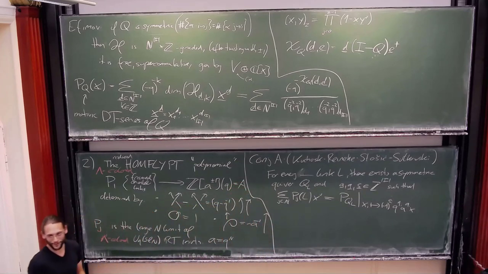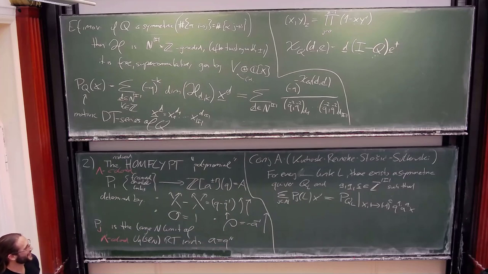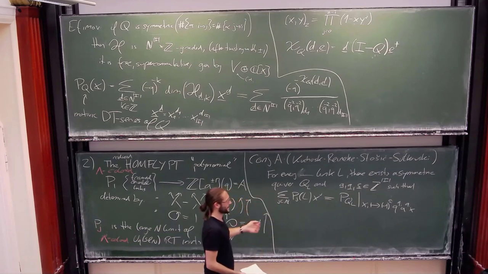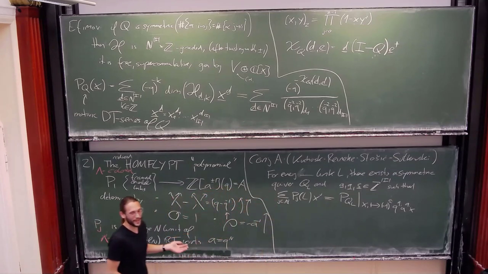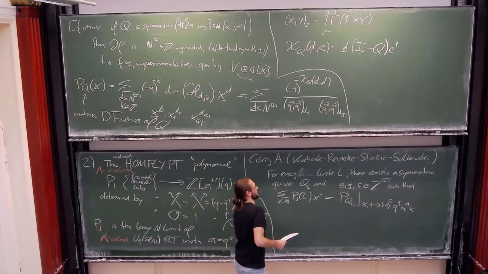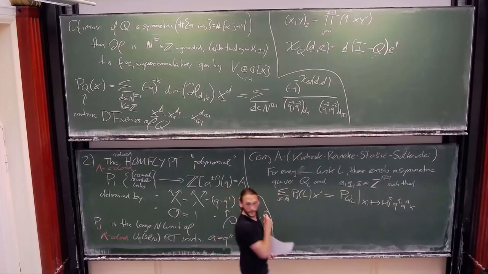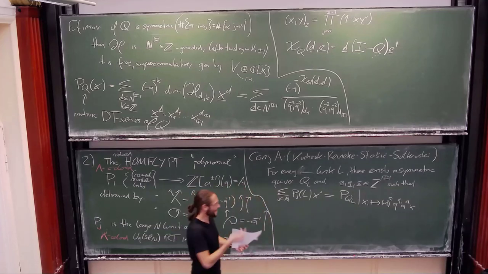Maybe, I don't know how you feel about this, but if you have such a power series which satisfies some mild conditions, maybe you can always find a very large quiver that does the job. I don't know. I don't have any strong feelings about this. So the second conjecture is a bit more specific. What's the evidence? Yeah, I'm coming to that.